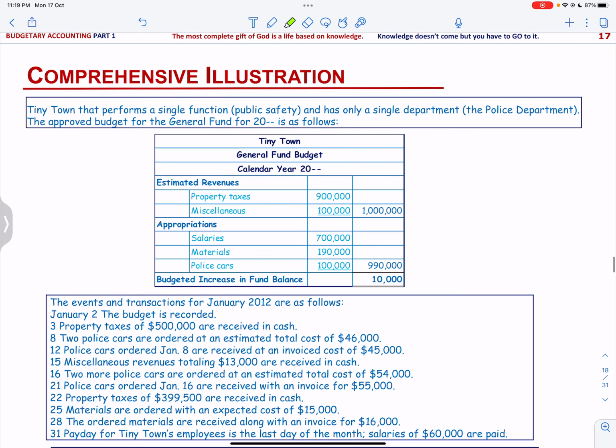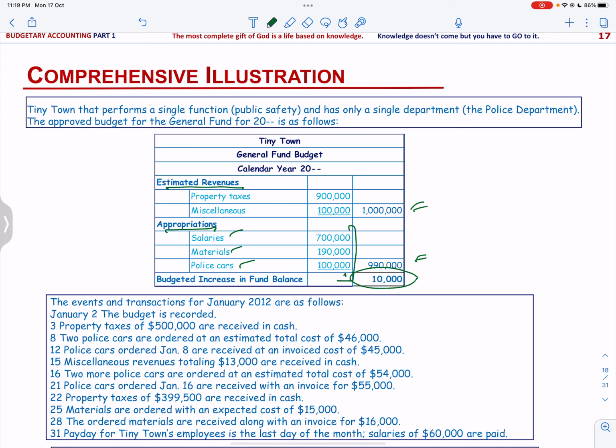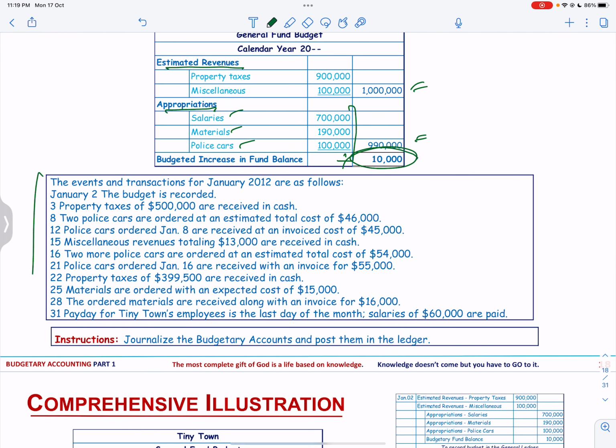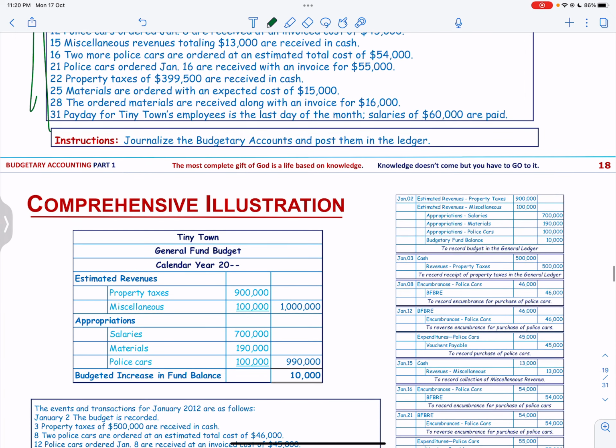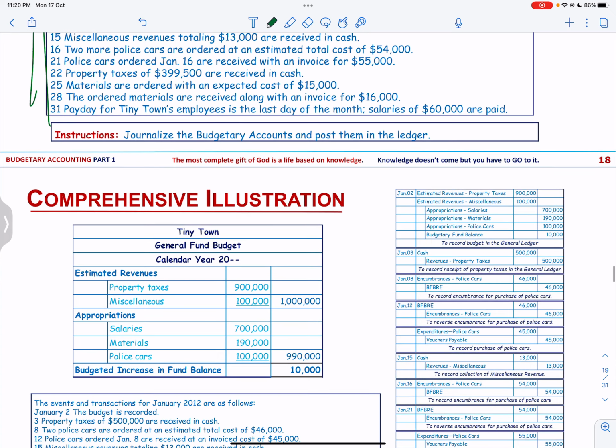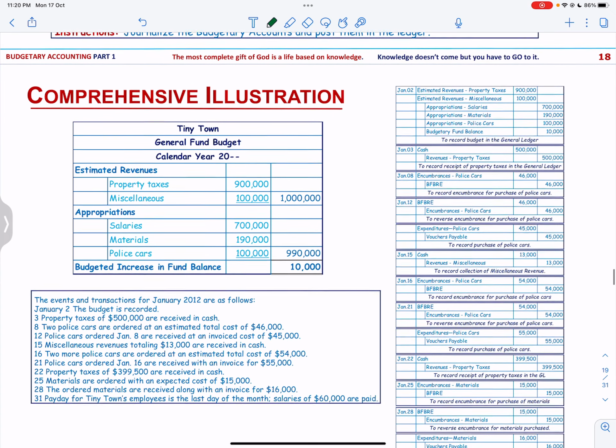Tiny town performs a single function, public safety, and has only a single department, the police department, and these are the estimated revenues, these are the estimated expenditures, or the maximum amount of expenditure for each head. And since the estimated revenue is more than the appropriations, there is an increase in the fund balance by 10,000. And then these are the several transactions that have taken place, and we are going to look into each one of these journal entries first of all. And don't forget that first of all we are going to prepare the original journal entry.